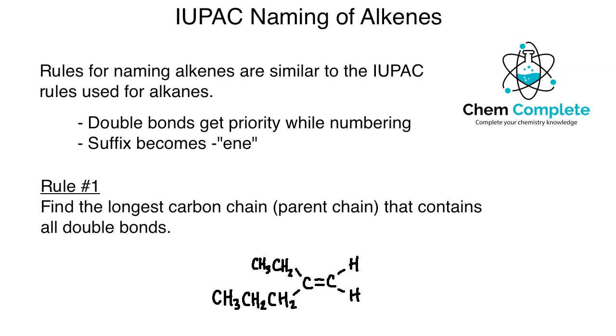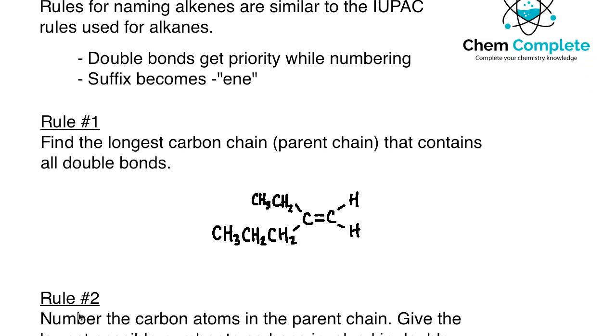Now, the rules. Number one, find the longest carbon chain, which we often call the parent chain, that contains all double bonds. This was similar to our alkane naming. However, we have to make sure that we prioritize double bonds being present here, and it has to include all carbons that contain the double bond, not just one of them. So if you take a look at this example right here, as you are finding the longest chain, it has to include the double bond.